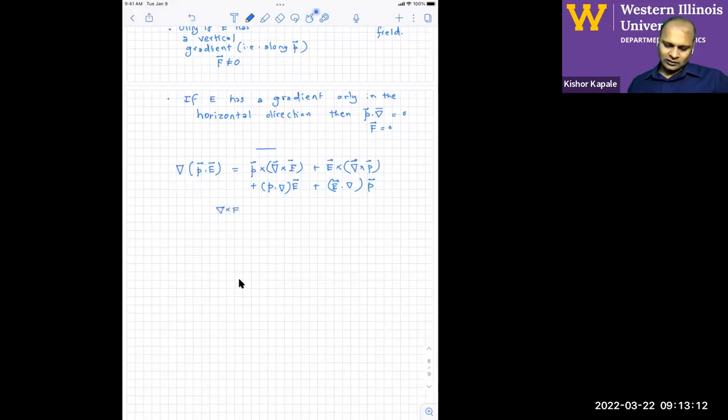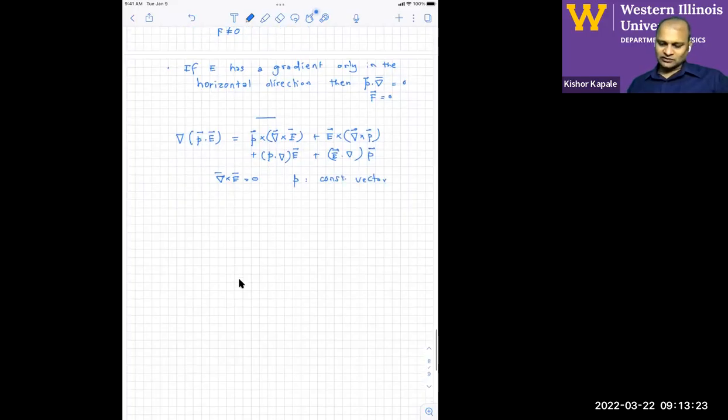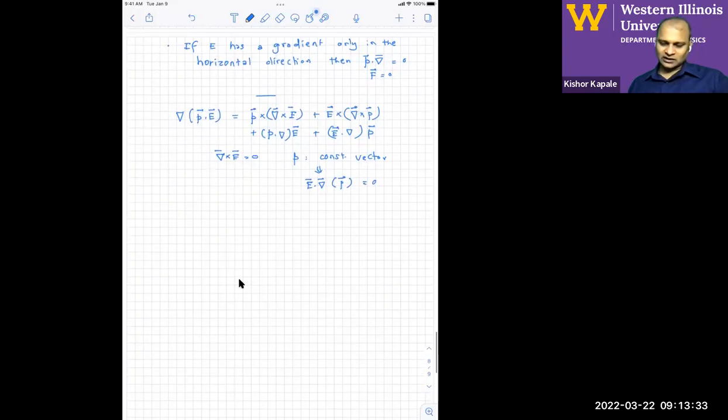Okay, so this vector identity you could prove for yourself. I'm not going to go there, but we know that curl of E is zero. P is a constant vector. So some of the terms will go to zero. For example, E dotted with gradient applied to P is going to be zero, right? Because P is a constant vector. So the first term is zero, the last term is zero. You only have two other terms remaining.